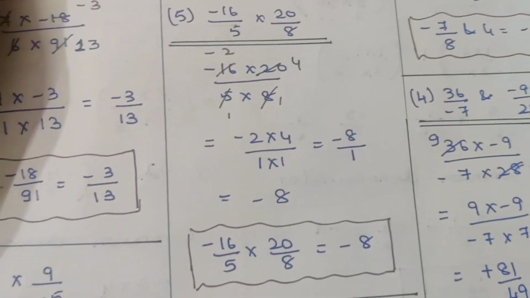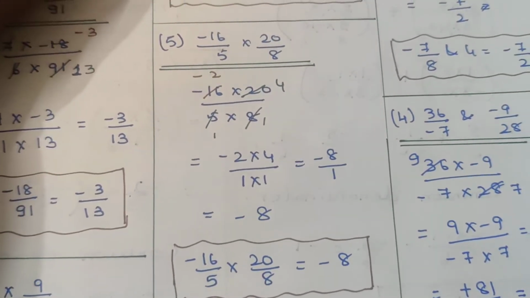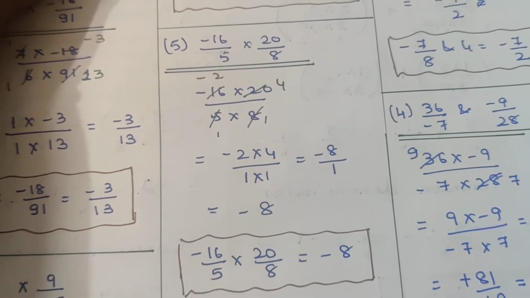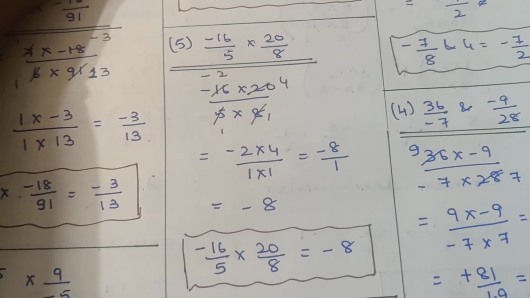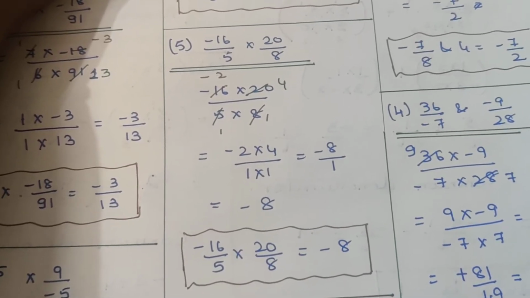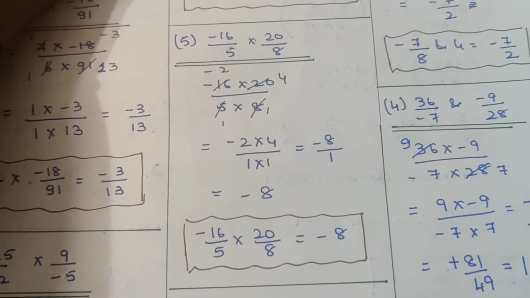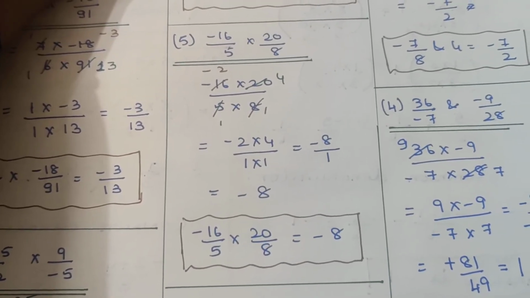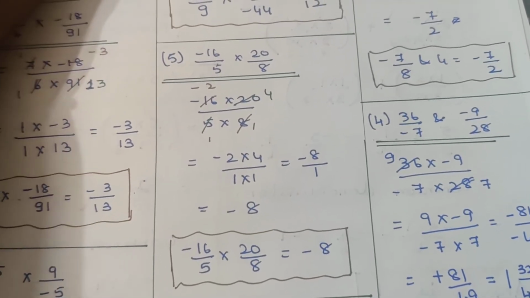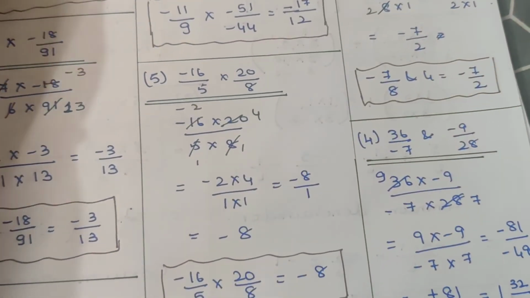Yeah, moving on to the next sum. Minus 16 by 5 into 20 by 8, that is equal to minus 16 into 20 by 5 into 8, that is nothing but minus 2 into 4 by 1 into 1, that is minus 8 by 1, that is equal to minus 8. Therefore, minus 16 by 5 into 20 by 8 is equal to minus 8. Just pausing for a few seconds. Alright, let's move on to the next question.